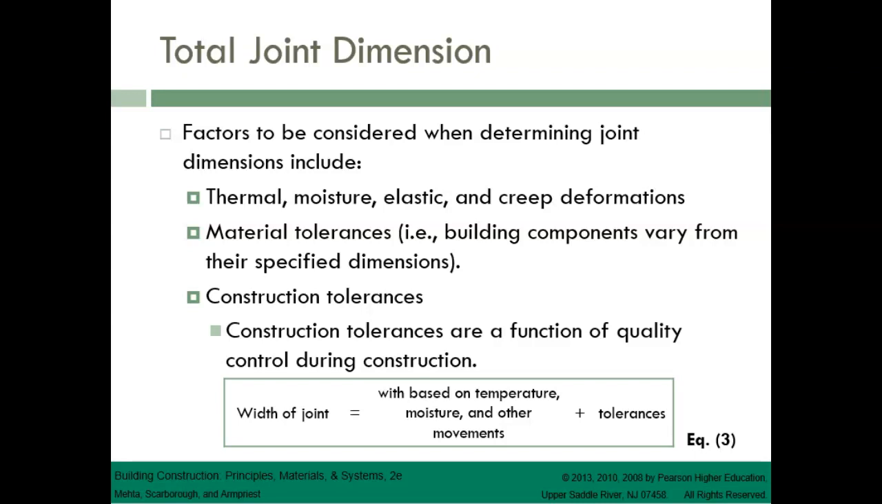In addition to material or component tolerances, construction tolerances should be taken into account. For example, an expansion joint in a masonry wall may be shown as a vertical joint on the drawings, but the constructed joint is unlikely to be absolutely vertical. Construction tolerances are a function of quality control during construction.